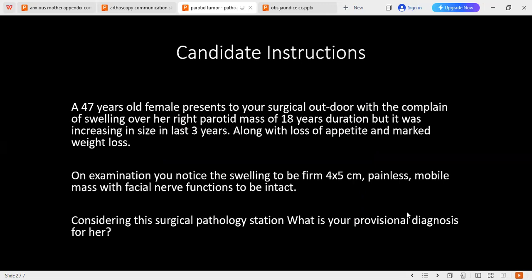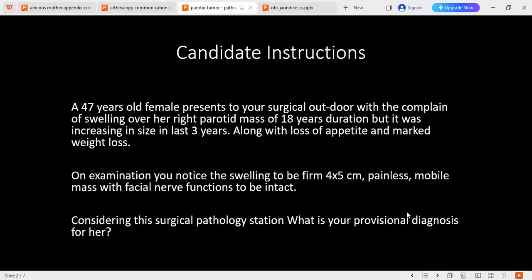If you'll read this stem and tell me if this patient was suffering from a malignancy, what would be the signs and symptoms or the clinical signs you will pick? If it was malignant, the patient would have facial nerve involvement, there would be invasion of underlying structures, and the rate of growth would be more rapid. There would be skin involvement and skin ulcers and the nodal involvement as well.